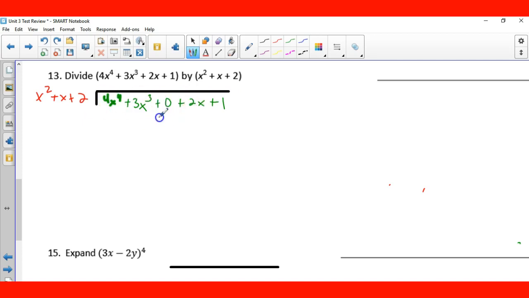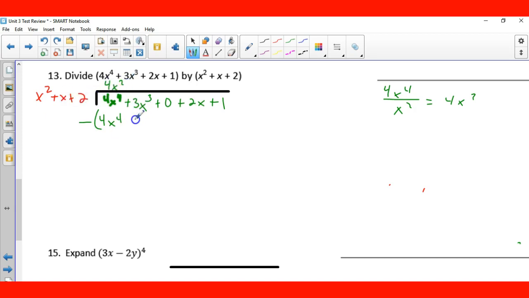Alright. So now let's do this problem. I want x squared to be 4x to the 4th. So off to the side, 4x to the 4th divided by x squared leaves me with 4x squared. So 4x squared times x squared is going to be 4x to the fourth. Don't forget your negative.